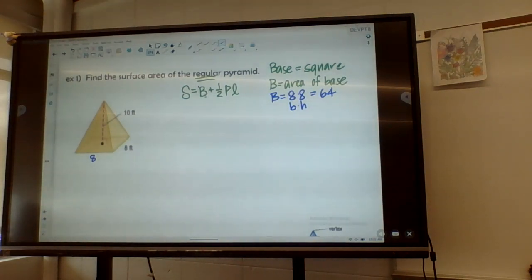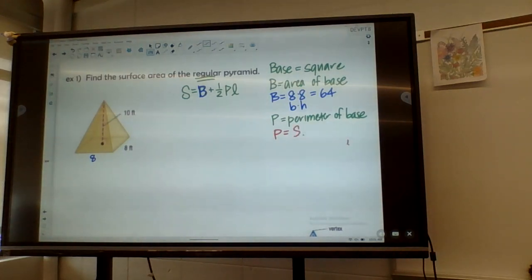So we found B. Now we're going to find P, which is the perimeter of the base. And that's just the distance around, so it's going to be 8 plus 8 plus 8 plus 8. So 8 times 4, so that's going to be 32. So we found P.